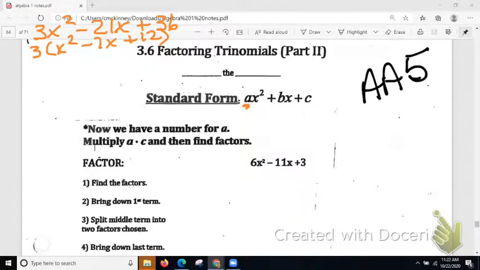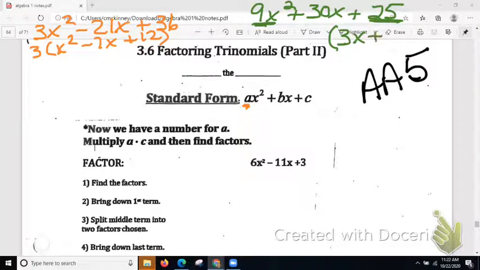Or maybe it was a perfect square trinomial, and we could use knowing that it was a perfect square. If you did AA6 special cases, if you had some problems like this, 9x squared plus 25, we recognize that these are both perfect squares, and this was 3x plus 5 with a square on the outside. But we did it because we knew it was going to follow a pattern.